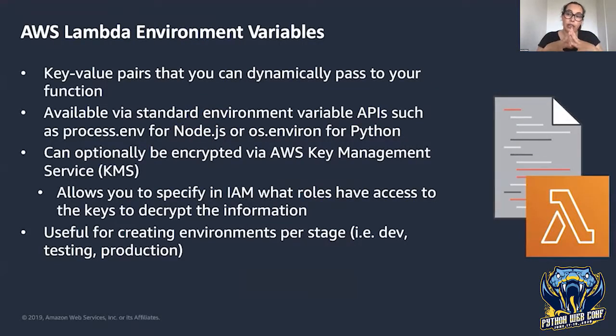Another thing I really like about SAM is the capability to integrate with AWS Lambda environment variables. Basically, these are key-value pairs that you can dynamically pass to your function. This is a great way to make your code abstract from which environment is running. So you can make your code work for testing, staging, and production. And if you later add more environments, you don't need to change the code. You just have these environment variables that get fed into your function when they are deployed.